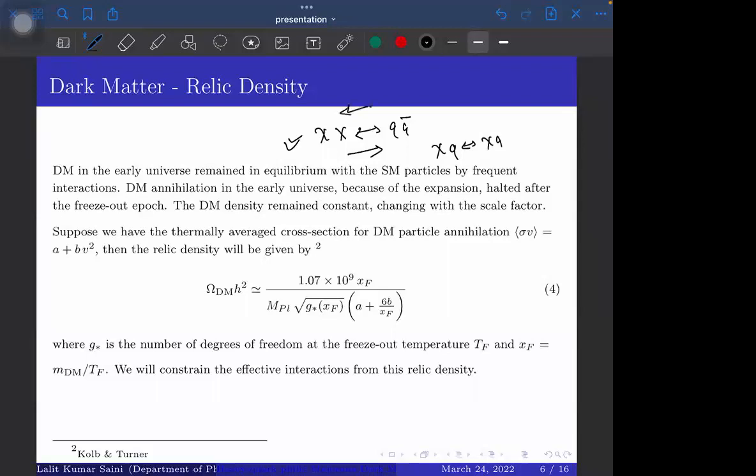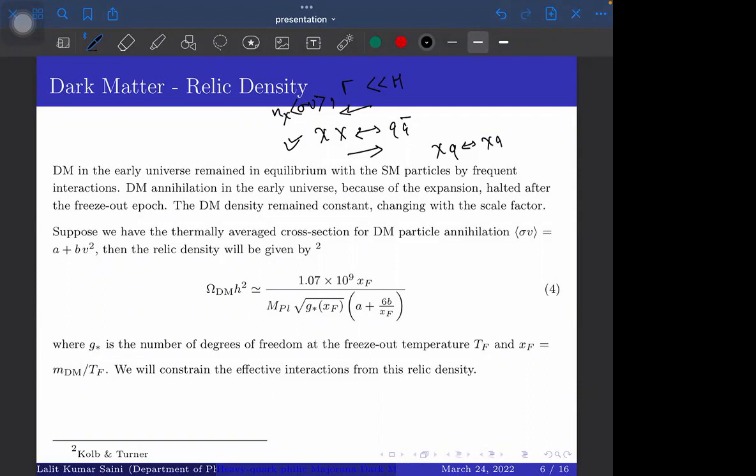This is also written like that: the annihilation rate gets smaller than the expansion rate, where the annihilation rate is n chi times sigma v. When this happens, the formation of dark matter particles stops, and only dark matter annihilation to q q bar remains. After some time, when the universe expands further, this annihilation also stops, and the number density of the dark matter remains constant. That means the freeze out.